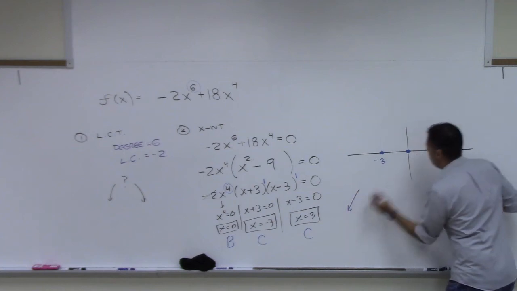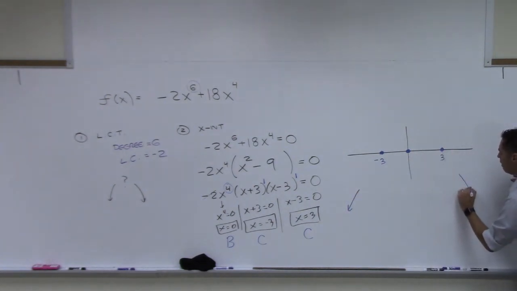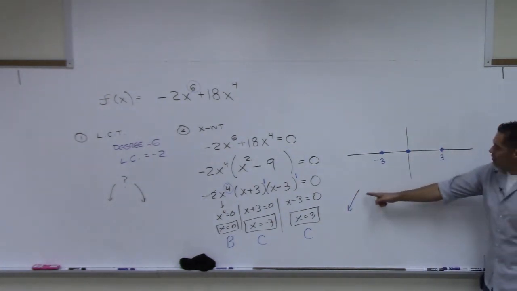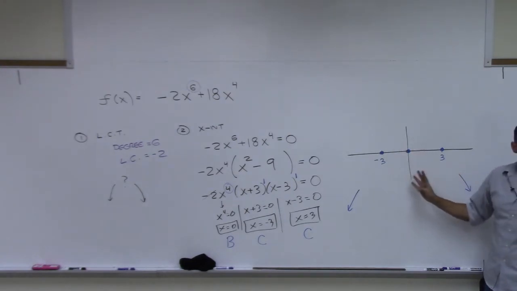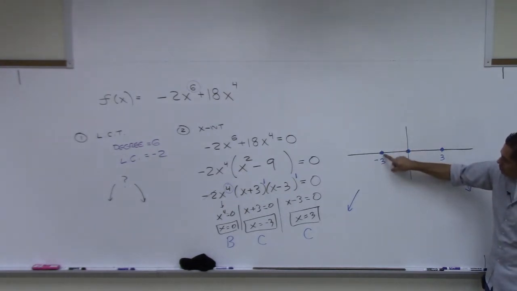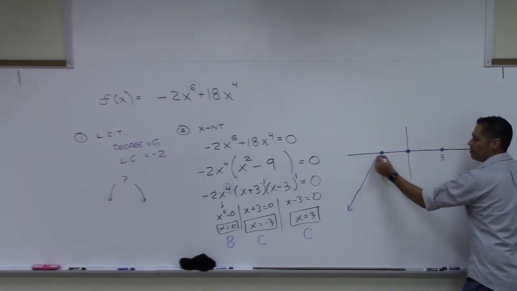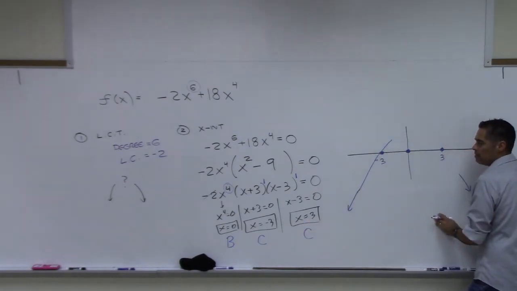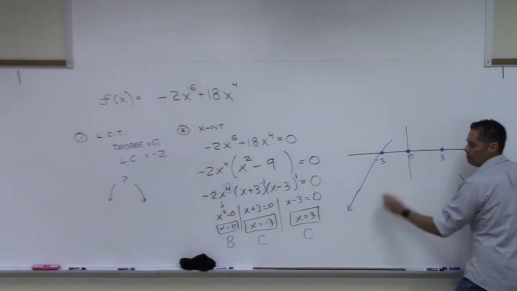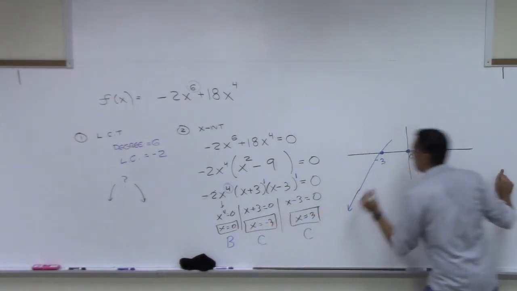Go down. From this point over here, it's got to go down. And now I can just kind of connect the dots using the bouncing and crossing. So I know at -3 I have to cross through. So when I draw this, I will cross through the x-axis. I need to come back to 0. And when I get to 0, I need to bounce off the x-axis.